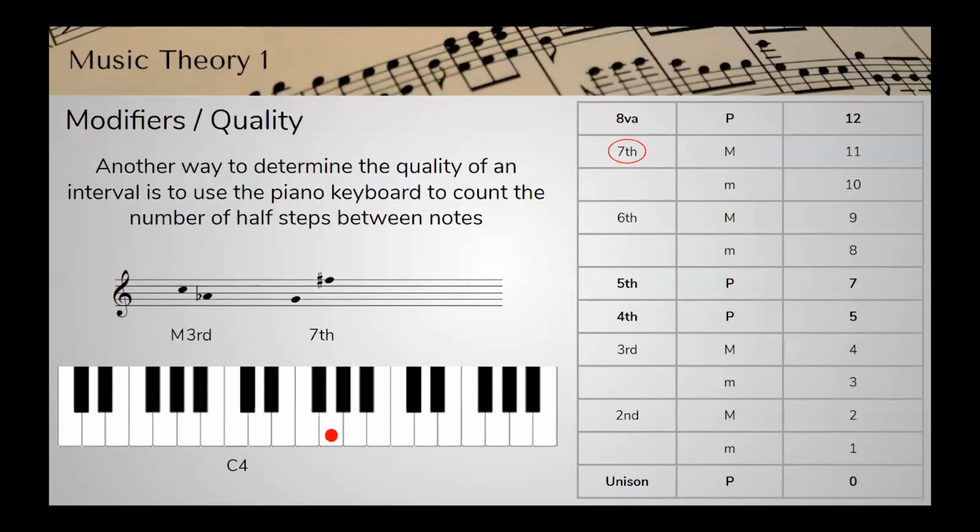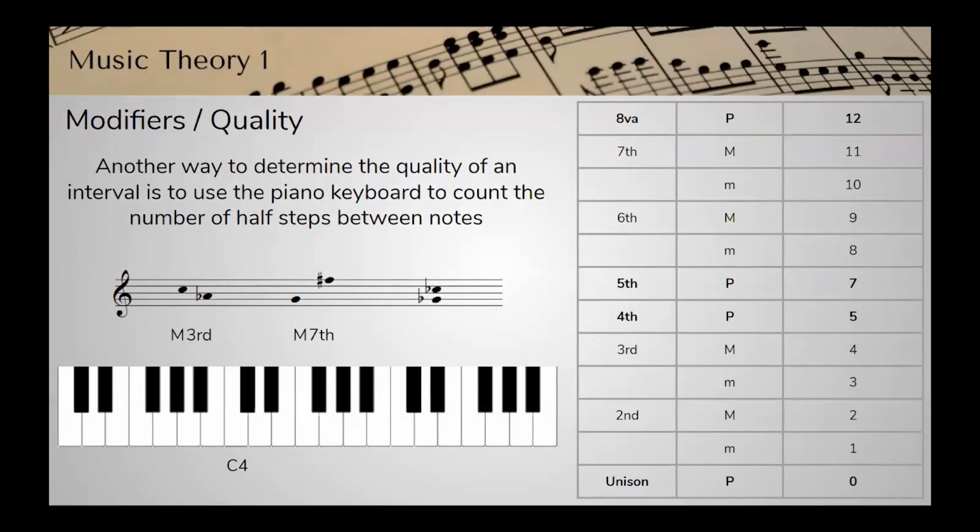So find the two notes on the piano, and then count the number of half steps. Takes a while to get there. So just kind of skipping ahead, that'll be 11 half steps between those two notes. So we know that that is a major 7th. Okay, so let's do one more.